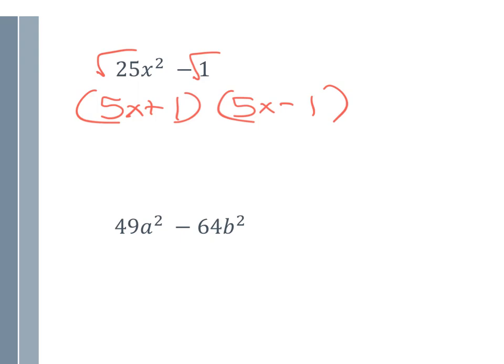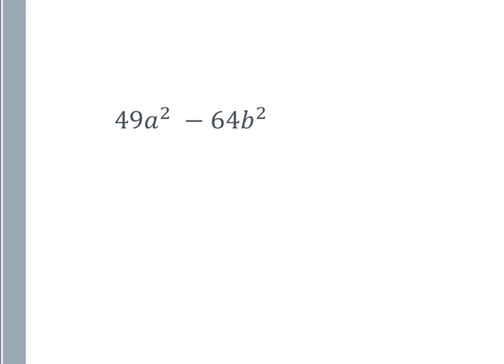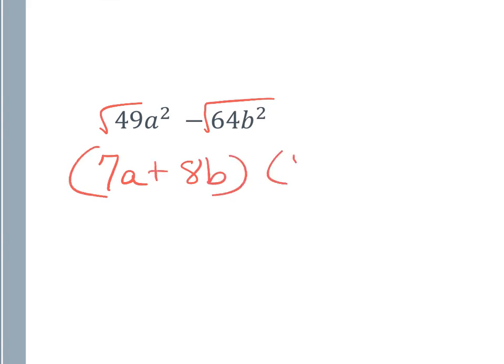Next one, I'll first glance, see if there's a GCF. I can't divide 49 and 64 by anything, and they're both perfect squares. So square root of 49 is 7a. Square root of 64b squared is 8b. 1 with a plus, 1 with a minus. And you're done.